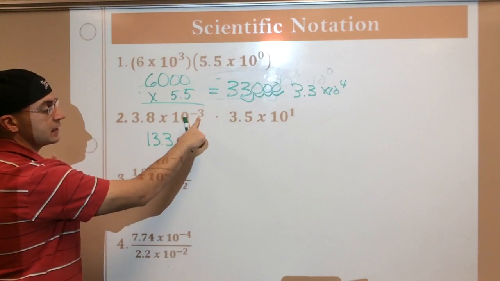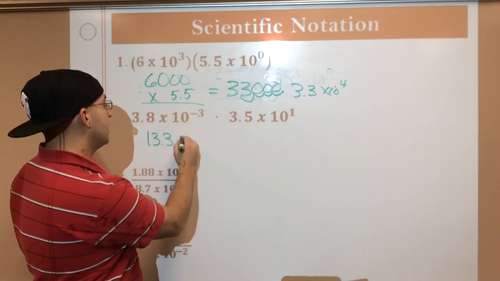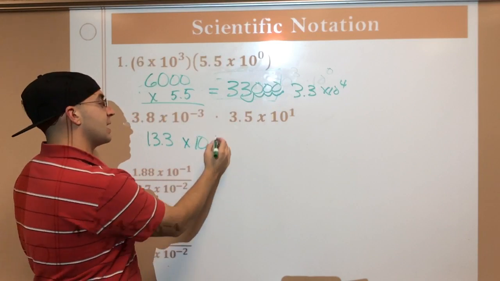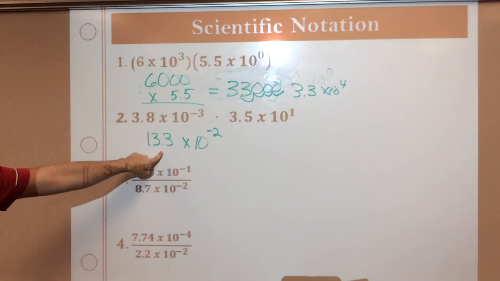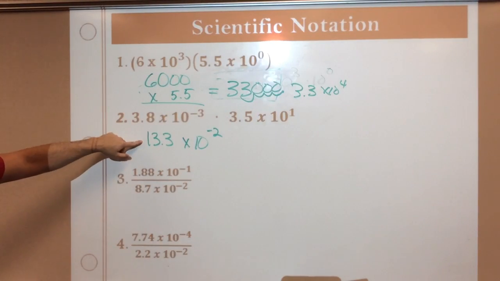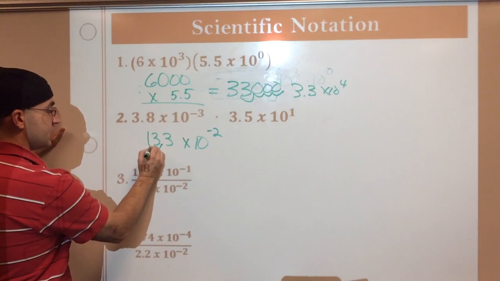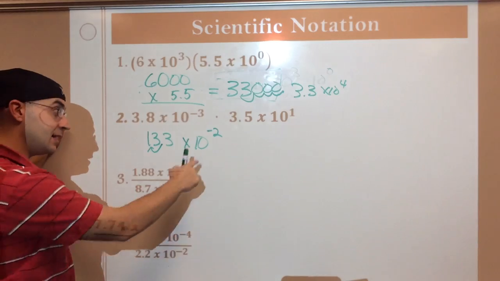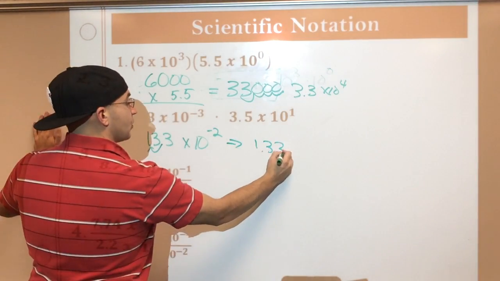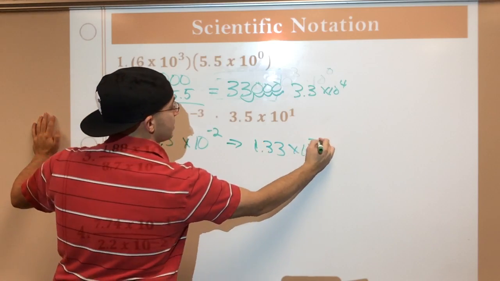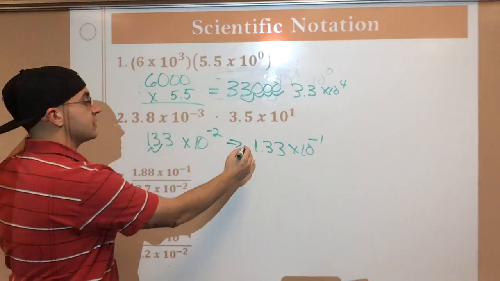I've got times 10 to the negative third, times 10 to the first. Remember, multiplying, we're going to add those numbers together. So this is going to be 13.3 times 10 to the negative second power. Problem. I've got to move that decimal. I have to move it to the left once. And remember, left means I'm increasing the exponent by 1. So it's 1.33 times 10 to the negative first power. Remember, I'm increasing it by 1, not decreasing it. So that's going to be my final answer.